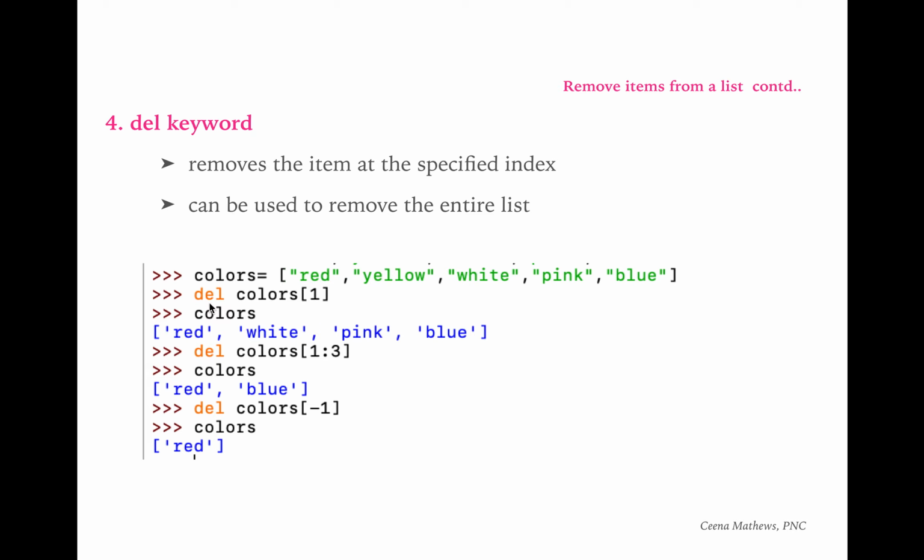and when I use del of colors of 1 where I specify the index, it removes the item representing index 1, which is here yellow. And when you display the colors, you can see yellow has been removed from the list. And this can also be done like this, that is, you can give a range of indexes to be deleted.